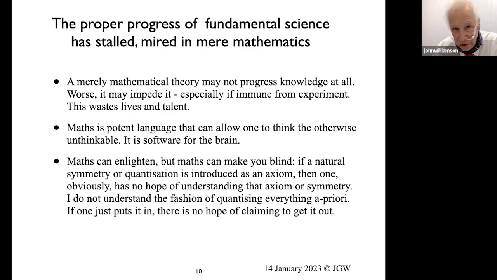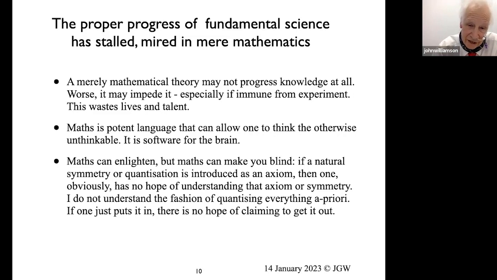If a natural symmetry or quantization is introduced as an axiom, then one obviously has absolutely no hope ever of saying anything about it, because it's one of the bases of the theory. And if you look at the standard model, there are over 50 of these bases, including charge, including quantum spin, including color, including everything that's interesting, in other words. Now, that is just not good enough. Any theory we come up with would better reproduce a lot of the standard model, because the standard model is mostly good, but we need to move from standard model to standard theory.